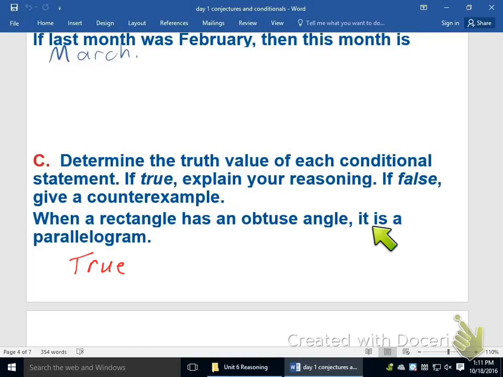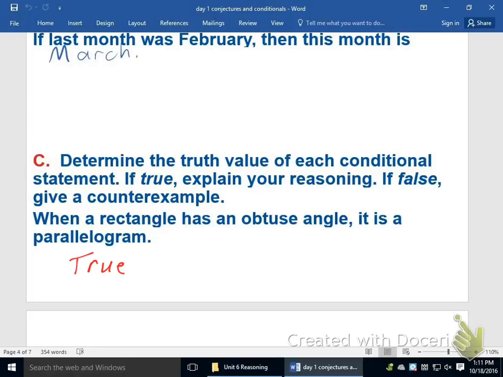I can't create a counterexample. Remember, the counterexample meets the hypothesis, but fails to meet the conclusion. Well, in this particular problem, I can't find a rectangle with an obtuse angle. I can't find something that meets the hypothesis. So the conclusion is inconsequential. It just doesn't matter. So this is a true statement since we can't prove it to be false.